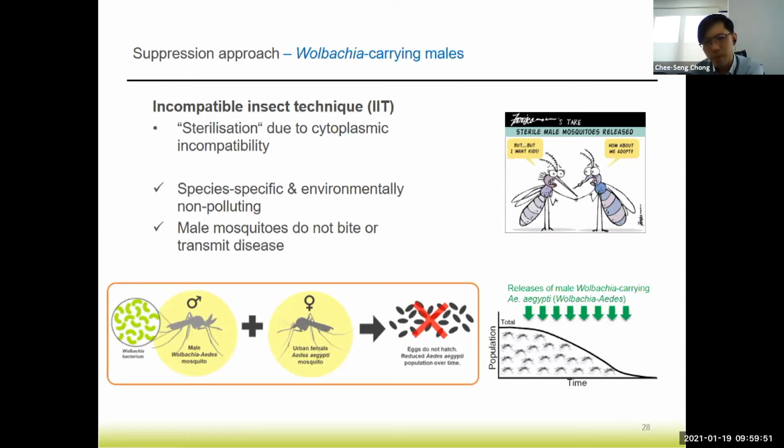So there are still a lot of studies being done as to how and why this is happening. But essentially, this is a very useful tool that this concept capitalizes on to really help with the population suppression in our environment. As you can see in the graph here as well, as you release the male Wolbachia-carrying Aedes aegypti in the environment, over time your population will decline and be at a low level where transmission does not happen.